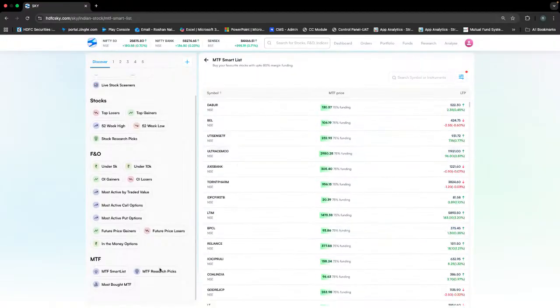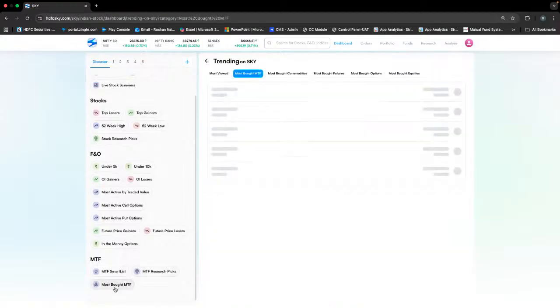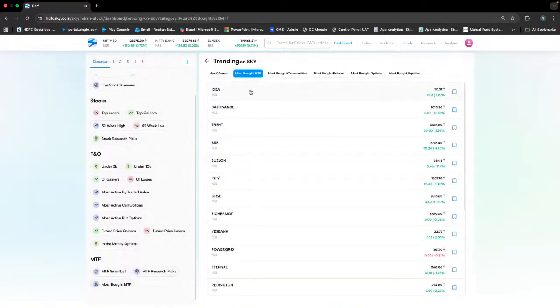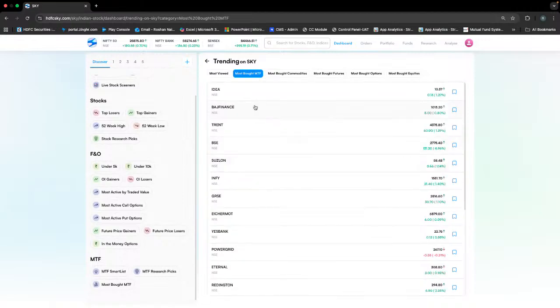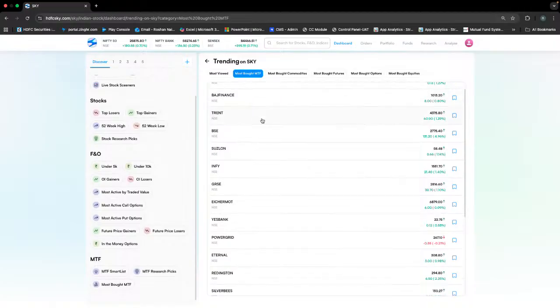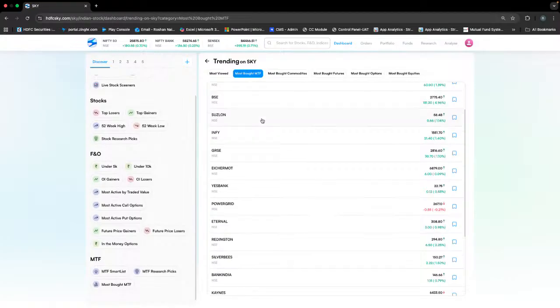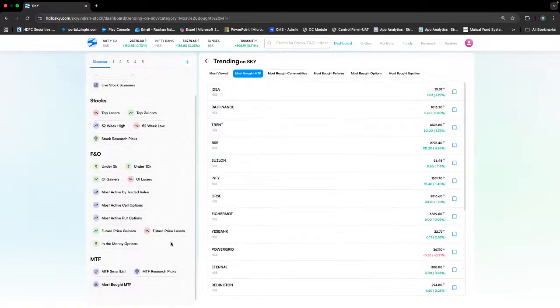And now taking it a step further, you can also see in Sky, right? As you can see, trending on Sky, what are our users doing with MTF? What stocks are they picking? Right? You can make it a reference, but obviously you should always do your own research as well before buying and selling. But you can take this as a reference and see that okay, these are stocks being bought by Sky users. Right? It's just data for you to have a look at. Right? So that's about MTF on Sky.